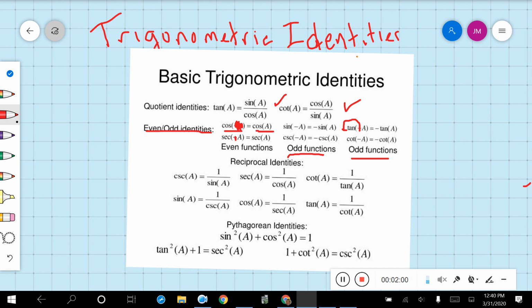And then we have all our reciprocal identities, which you're super familiar with. And then we have the Pythagorean identities. Remember, if you want to go back and look at your notes, this is the important one. These two were derivations of this equation. I did show you in class how those were derived, so I would definitely go back and review those.